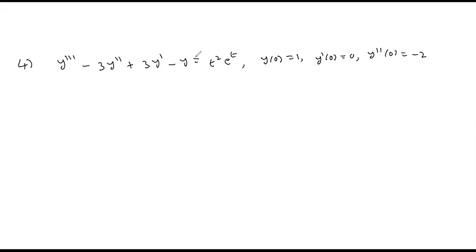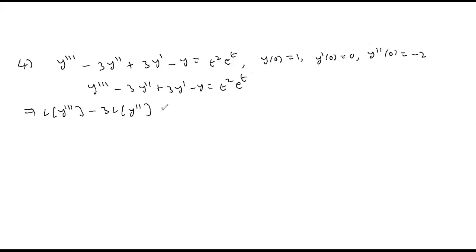Now we shall quickly take the differential equation. y triple dash minus 3y double dash plus 3y dash minus y equal to t square e power t. Apply Laplace on both sides. So Laplace of y triple dash minus 3 times Laplace of y double dash plus 3 times Laplace of y dash minus Laplace of y is equal to Laplace of t square into e power t. Now, how do you write down Laplace of t square into e power t? Can anyone say?